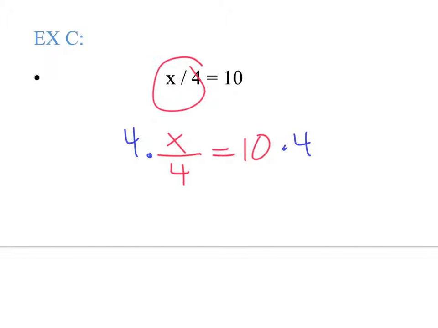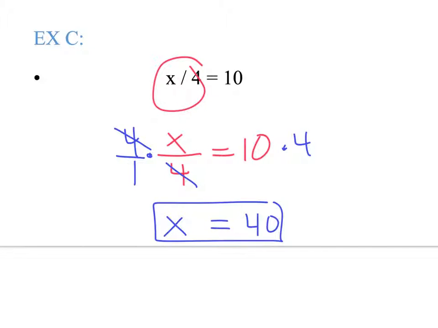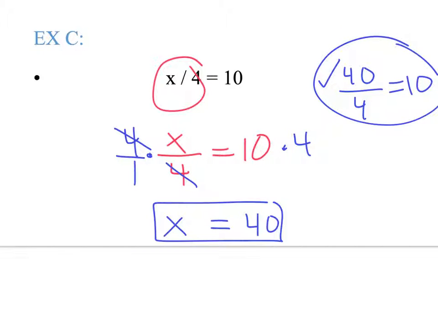So on the left, when I have a 4 on top and a 4 on the bottom, you can think of this as 4 over 1 if you want to. The 4's divide out to become a 1. So on the left side, I'm left with x, and on the right side, I get 40. Let's check our answer. Is 40 divided by 4 10? Yes. So I know I did a perfect job. That's my solution.